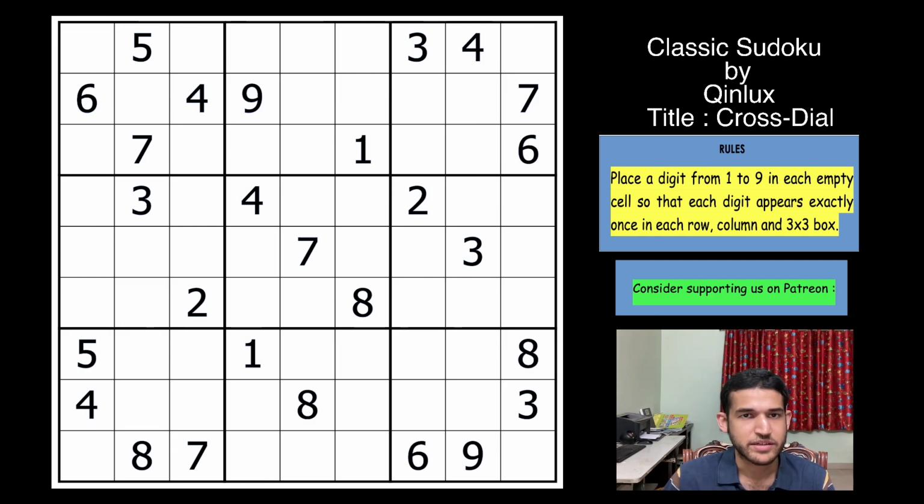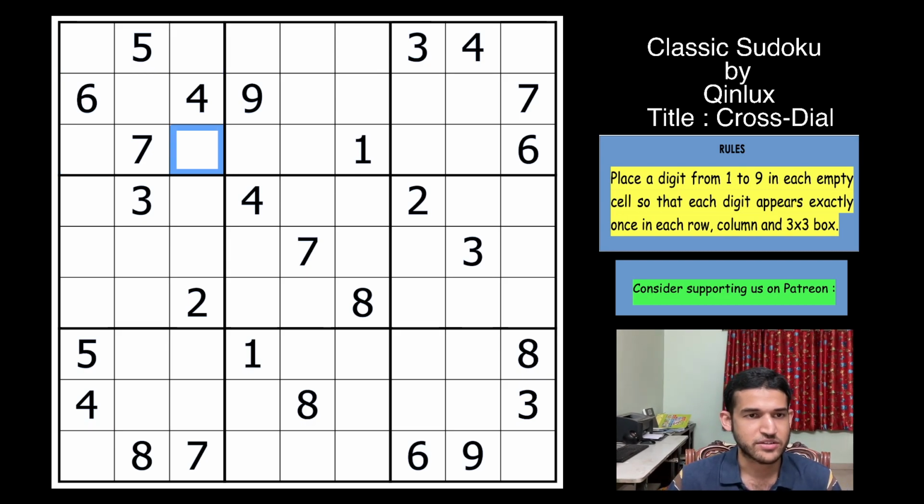Classic rules apply. Each row, each column, and 3x3 box in the grid has digits 1 to 9 without any repetitions. So these are the rules. We'll start the Sudoku now. Okay, there is a 1 in column 4 and column 6, so that gives a 1 here.